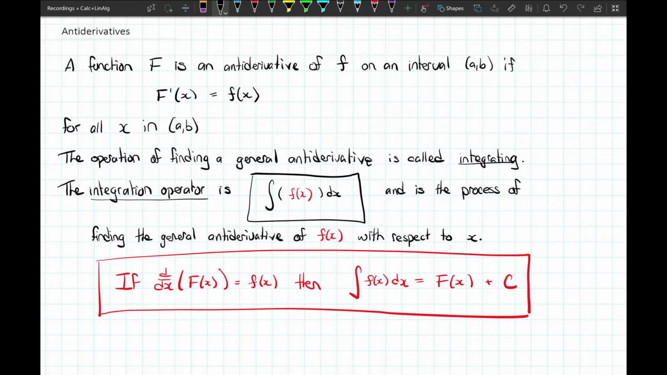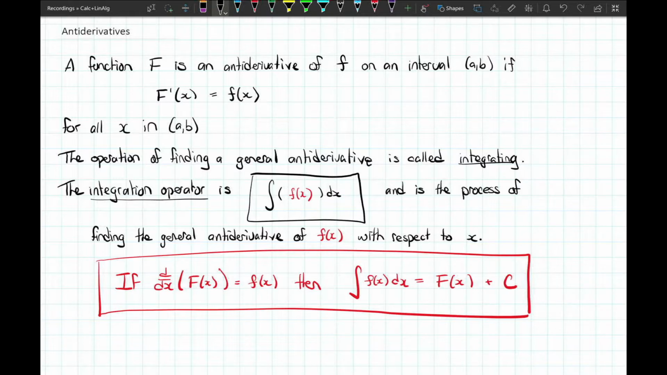Now, the operation of finding an antiderivative, we don't just call that anti-differentiating. That's quite a mouthful. When we want to find the derivative of something, we use the differentiation operator. When we want to find the antiderivative of something, we use the integration operator, and it looks like this elongated S. We also need to specify what the independent variable is that we are finding the antiderivative with respect to. The integral symbol is placed in front of the function to be integrated, called the integrand.